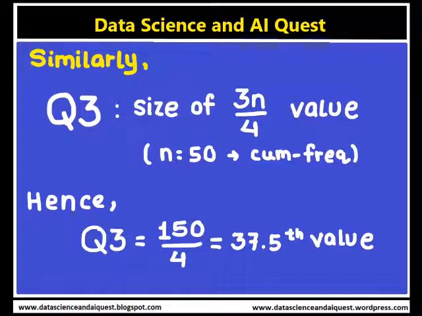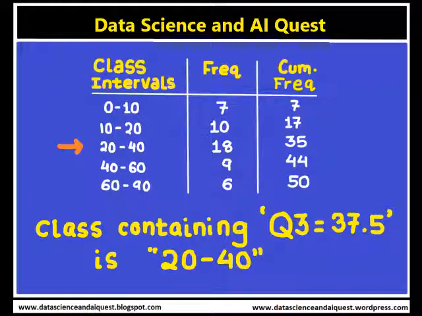Similarly, the third quartile, Q3, can be obtained using the size of the 3n by 4 value. So 3n becomes 150, and one needs to find the element at the 37.5 position, that is the 37.5th value. Referring to the cumulative frequency distribution, the value of Q3 lies within the class 20 to 40.